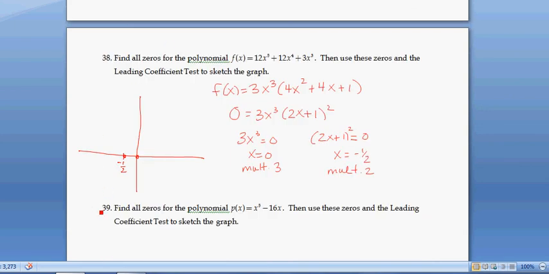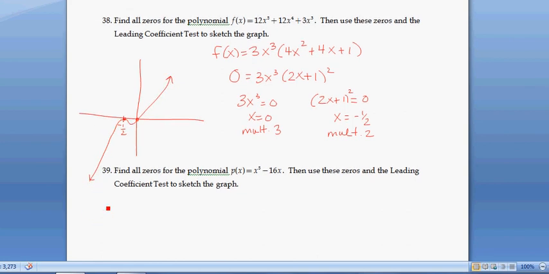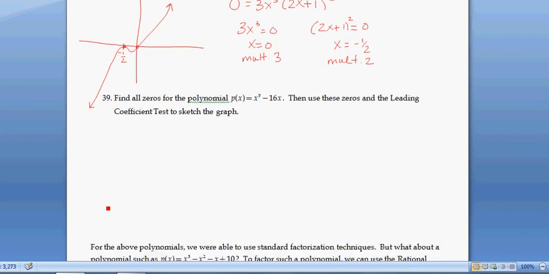Okay, so we know it's going to be starting heading down towards negative infinity. It's going to skim the x-axis at -1/2 and then pass through the x-axis at 0. So it's going to look something like that. Okay, let's look at another example.